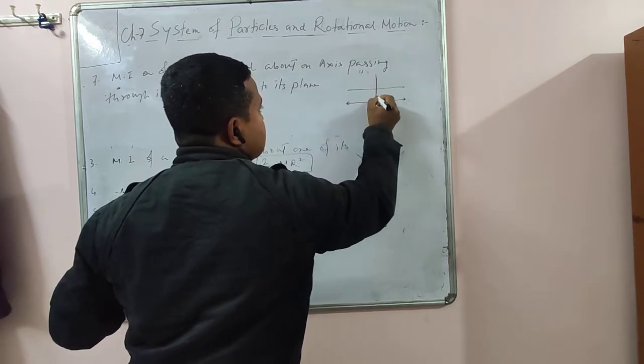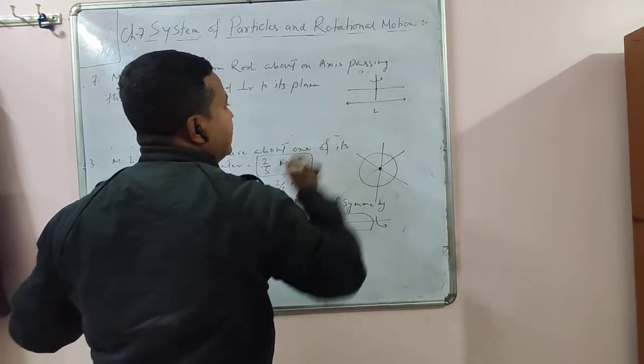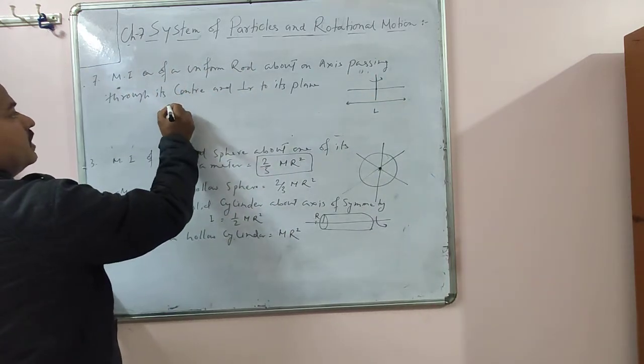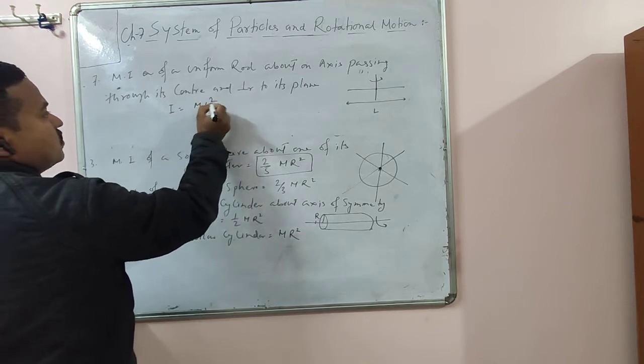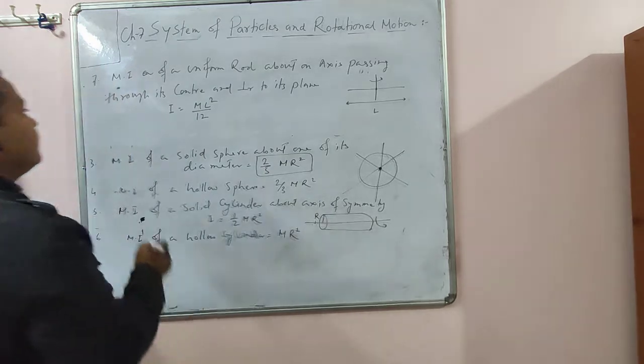So this is the axis which is passing through the center of the rod and perpendicular to its plane. About this axis, the moment of inertia is ML square by 12. M is the mass of the rod, L is the length of the rod.